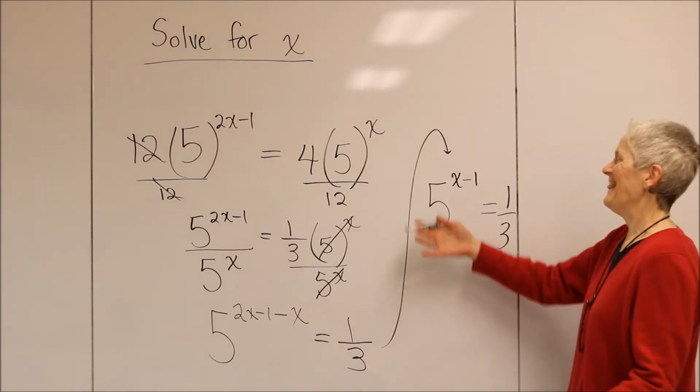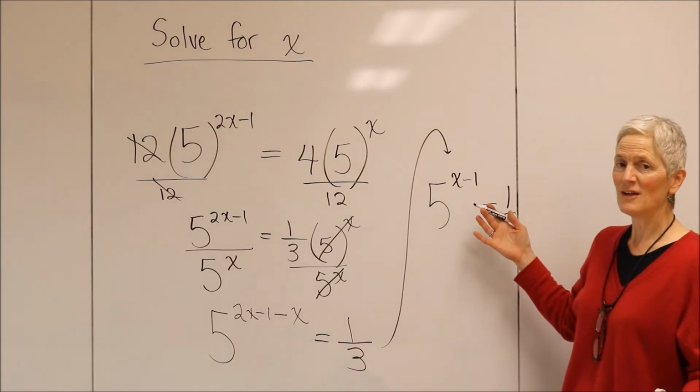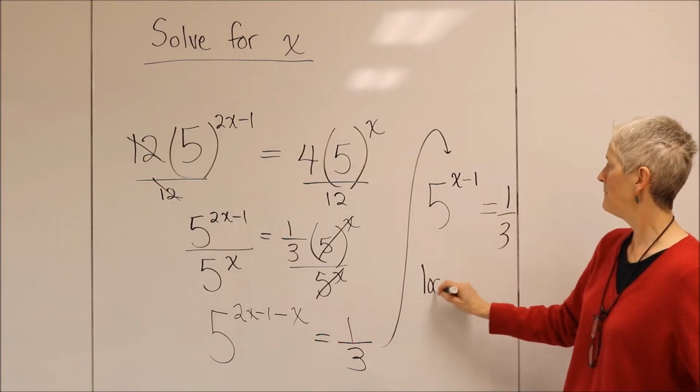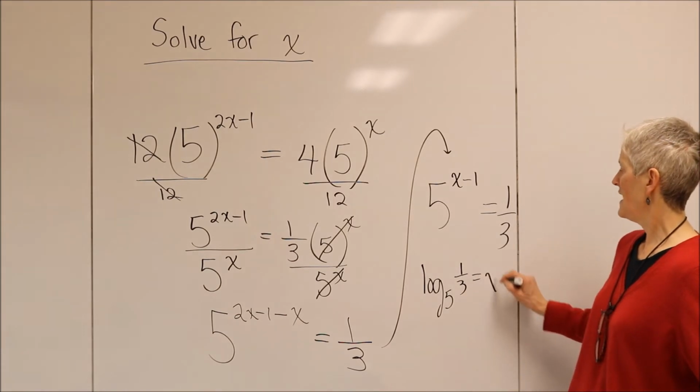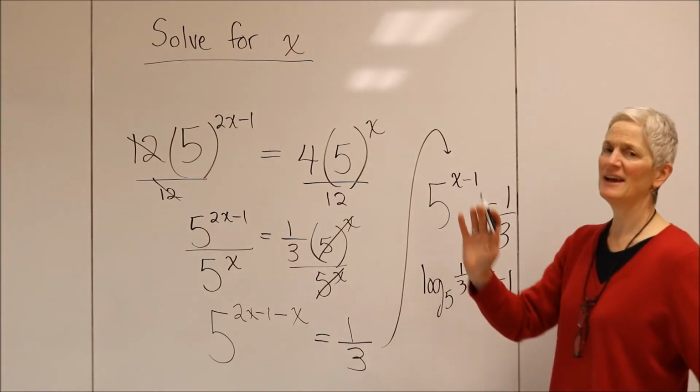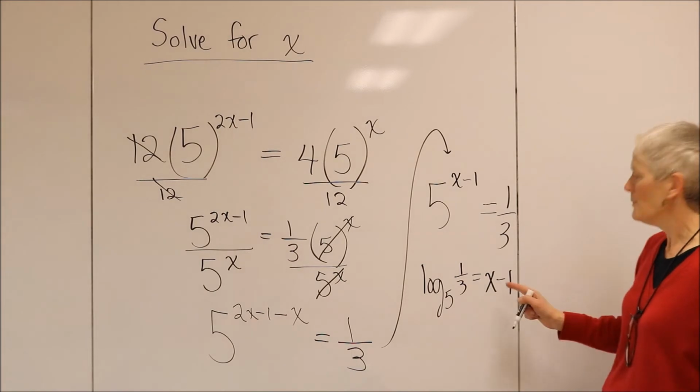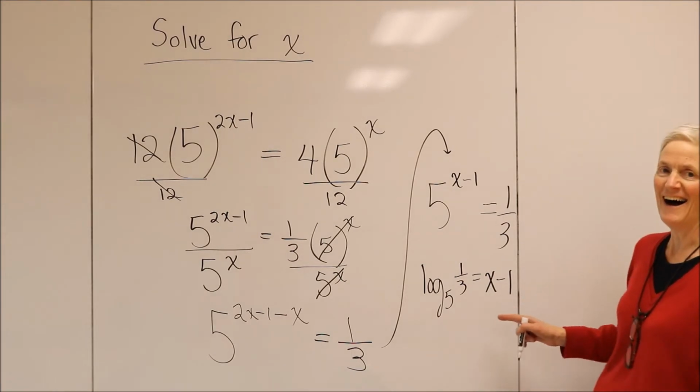I do see what you see. That is just something I can rewrite as a log. Log base 5 of 1/3 equals x minus 1. Hey, have I isolated x? You have indeed. Almost. Oh, that's true.